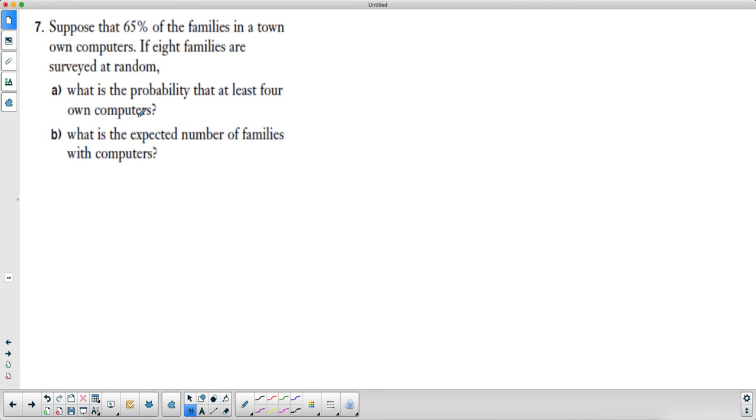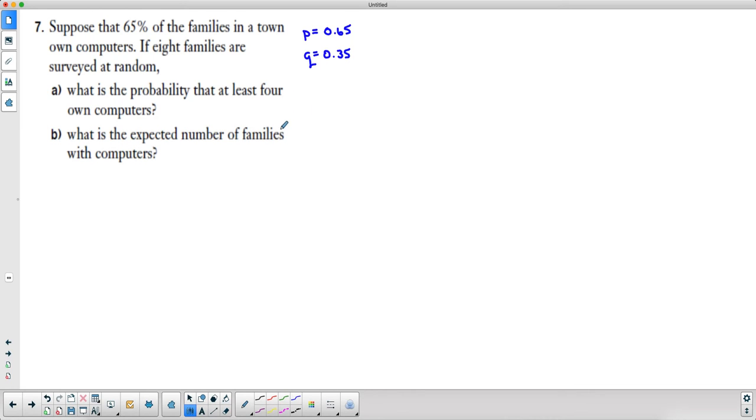Okay, I've been asked to go over this question. It says, suppose that 65% of the families in a town own computers. If 8 families are surveyed at random, what is the probability that at least 4 own computers? In this case, the probability of success is 65%, so 0.65. And the probability of failure, that they don't have a computer, is 35%, or 0.35. So there's our success and failure.